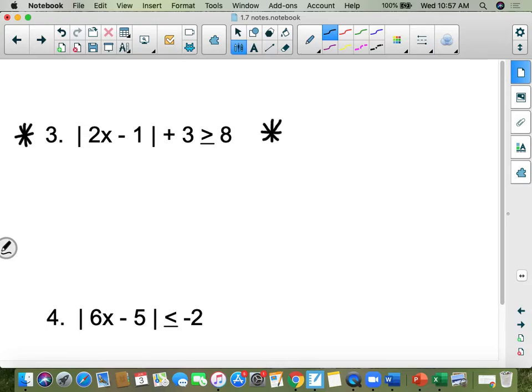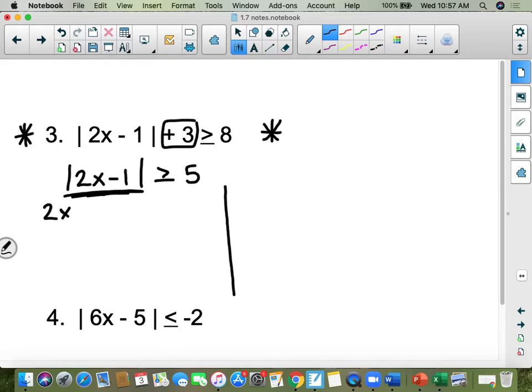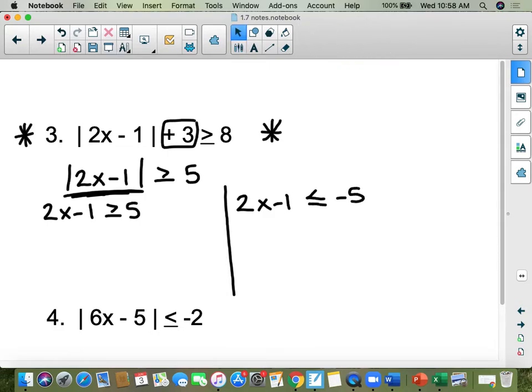Before you can break it up, you have to get the absolute value alone first. 2x minus 1 is greater than or equal to 5. You have to get the absolute value alone before you can break it up. So I subtracted 3 first. Do you notice that this is alone? Once it's alone, you can break it up. One is going to be 2x minus 1 is greater than or equal to 5, exactly the way it's written up there. The other one is going to be 2x minus 1 is less than or equal to a negative 5. You rewrite it, the inequality sign changes, and the number changes to its opposite.